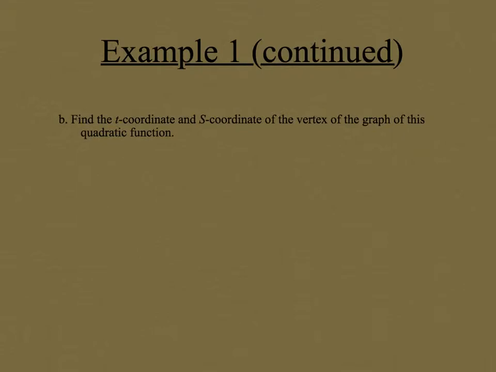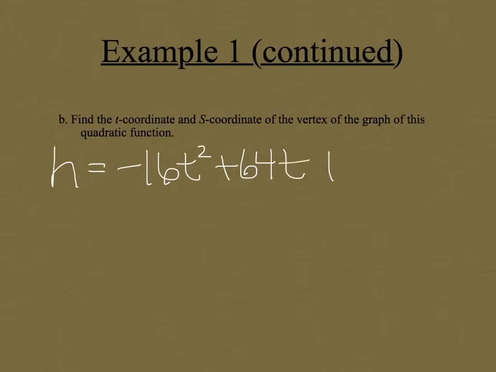On the previous slide, we determined that our model for the ball was h equals negative 16t squared plus 64t plus 60, where 64 was my initial velocity, and the initial height was 60 feet above the ground. Now, we are asked to find the t-coordinate and the s-coordinate of the vertex. I'm going to change this and say h-coordinate because it's time and height.